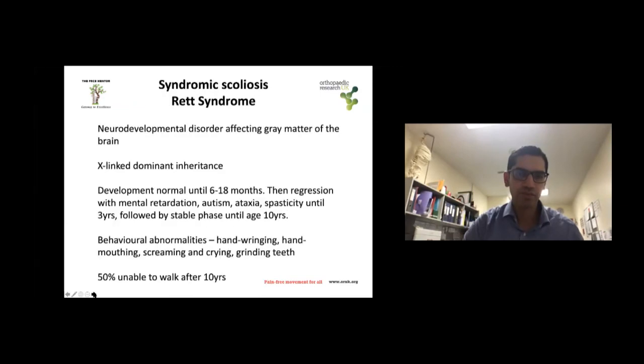Rett syndrome is a neurodevelopmental disorder with X-linked dominant inheritance. And these patients also have normal development up to about 6 to 18 months, and they start regressing with mental retardation, spasticity, and significant behavioral anomalies as well, and with 50% unable to walk by 10 years.